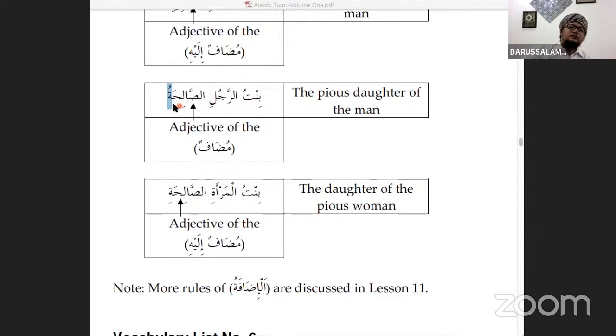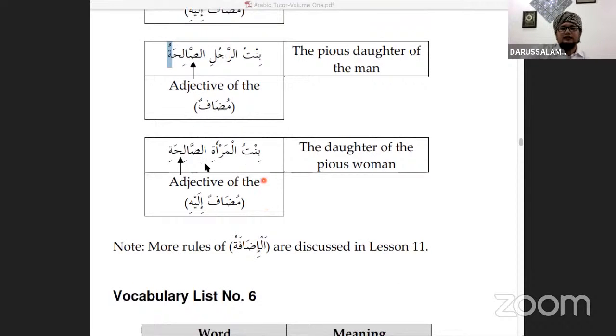As-salihah, as-salihatu, this is the sifah for bint. So you say bintu, we must say as-salihatu. Easy. Bintur rajuli as-salihatu. Understand that, Rashad? Ryan? Okay. Very good. Okay, next bit.